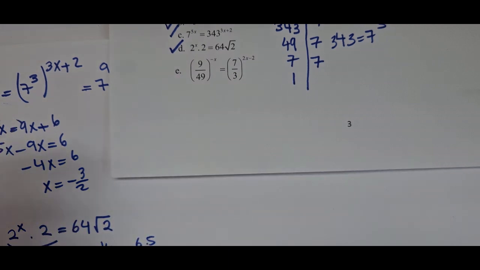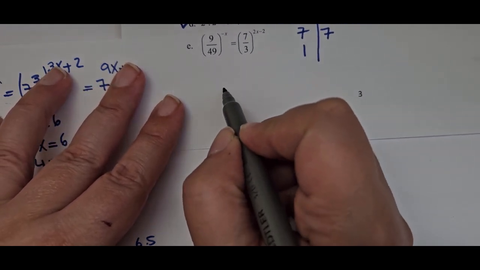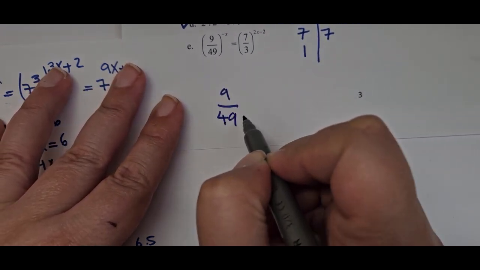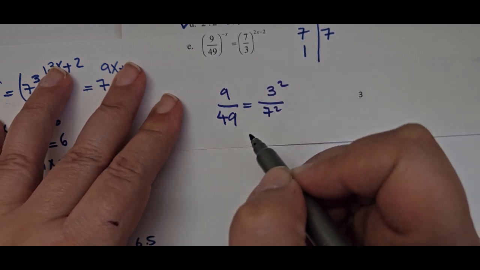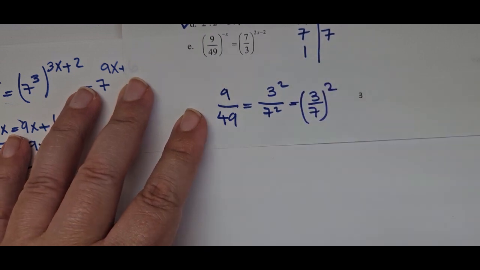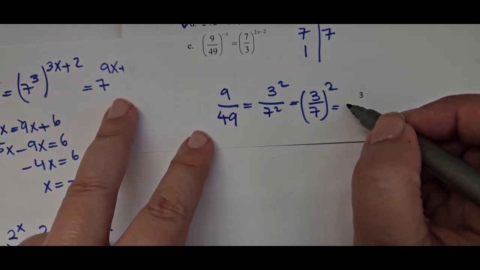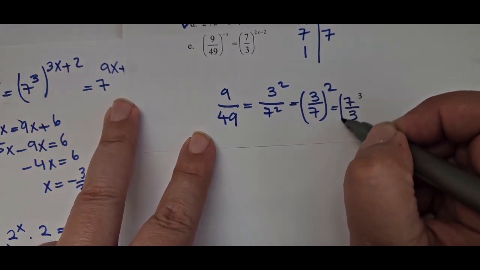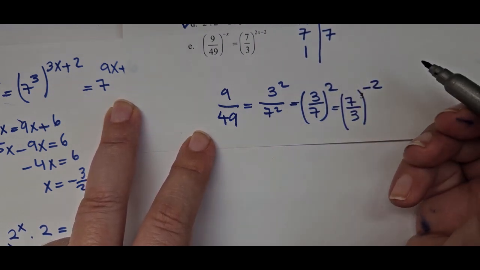On the other side, I also have a different base, but if you look closely, the bases are somehow related. So let's put it this way. 9 divided by 49, we can rewrite it as 3 over 7, both of them to the power 2, which is 3 over 7 to the power 2, right? But what I can do, I can flip it, right? Flip the base, make it 7 over 3, and then make the exponent negative.